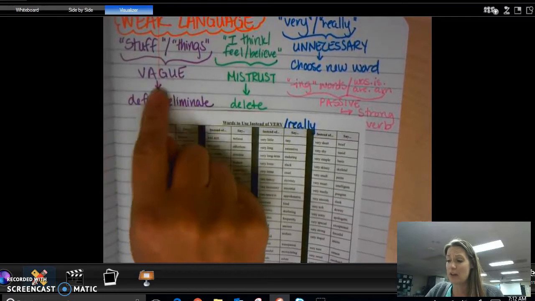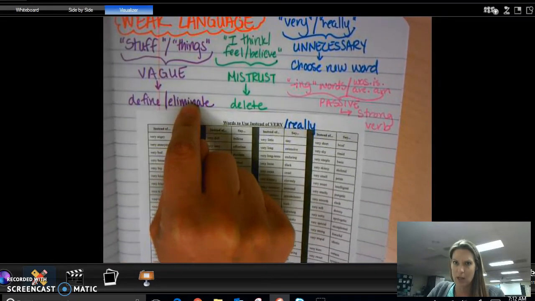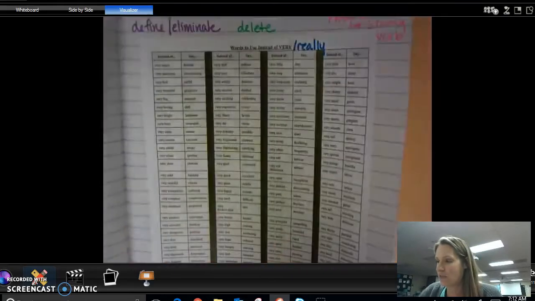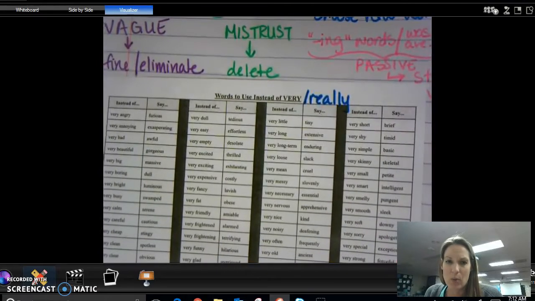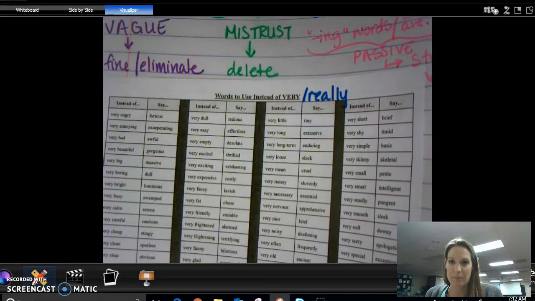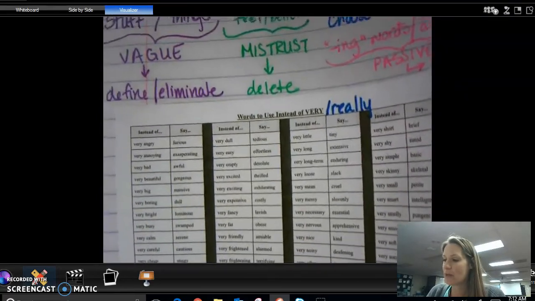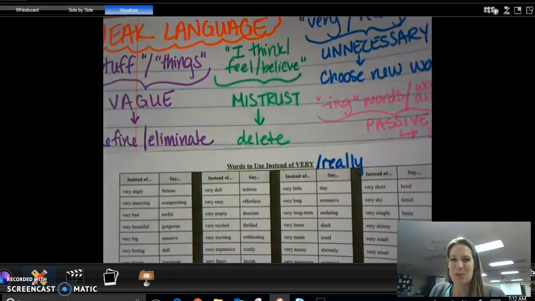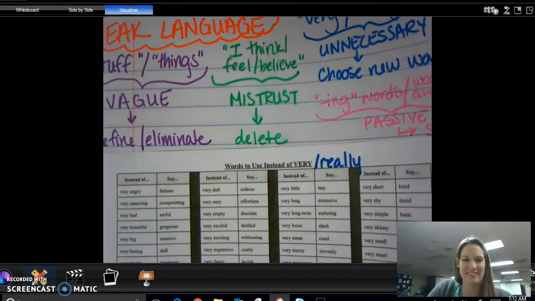If you find stuff, are you going to define what stuff means, or are you going to eliminate stuff? Okay, if you find a very or a really in front of an adjective, go down to this chart here. And is there something on here that would help you be more exact in the language that you are trying to communicate? Okay, so go ahead and find something and then come show me what you did. If you did a nice chart or something for this, come show me that as well. And yeah, good luck. Have fun. Don't be weak.